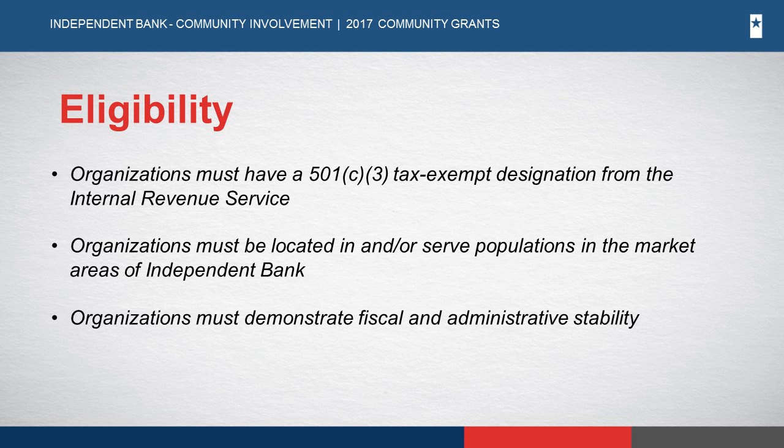So additional eligibility requirements are that organizations must have a 501(c)(3) tax-exempt designation from the IRS that's current. You do not have to submit that with the letter of inquiry, but if you're invited to submit a full proposal, you'll have to provide that documentation, as well as documentation that supports fiscal and administrative stability.